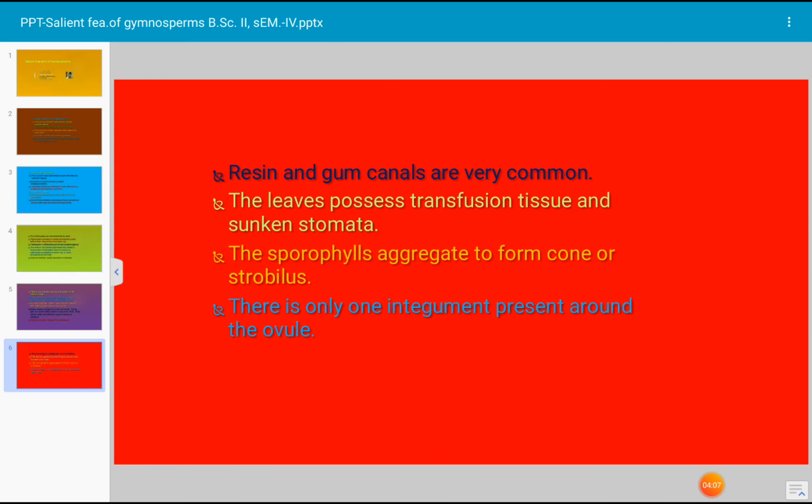The sporophylls aggregate to form a cone or strobilus. The cone is also known as strobilus. There is only one integument present around the ovule. This is all about the salient features of gymnospermic plants.